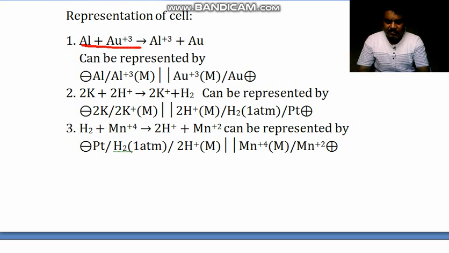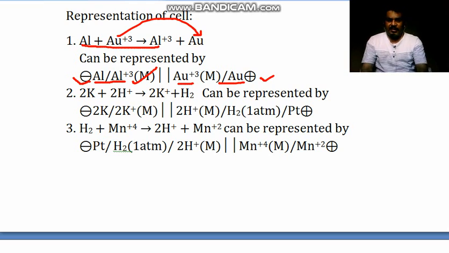Aluminium to aluminium plus 3, with its concentration. It is the oxidized part, that's why it is taken as an anode. Gold 3+ is converted into gold, and that is the reduction part, taken as a cathode. So this is simple.